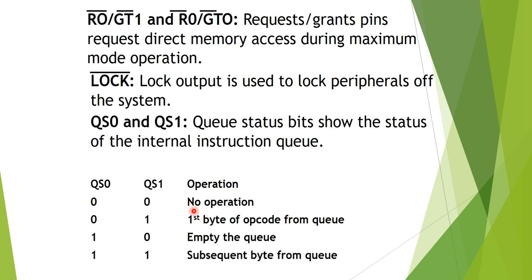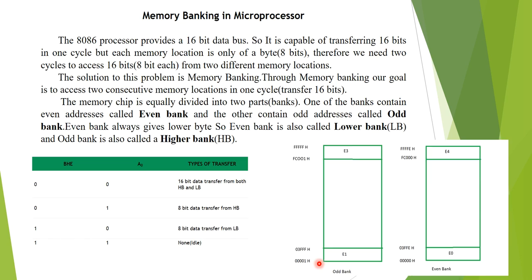So if it is 00, then no operation is performed. That means the microprocessor will not access the instruction queue. If it is 01, then the first byte of the opcode from the queue will be read. If it is 10, that means the queue is empty. If it is 11, then the subsequent byte from the queue will be read.